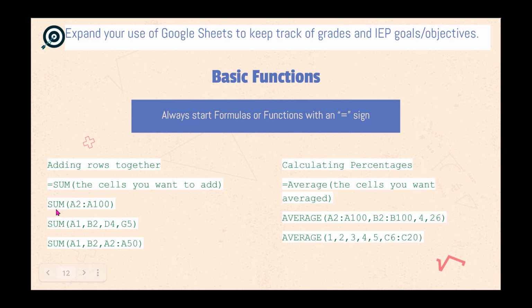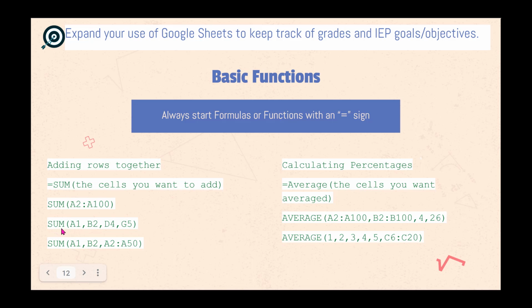So this first option shows you what it would look like if you wanted a straight range from your spreadsheet. So that's what the little colon in there means. So you would type in equals sum, and you would say A2 colon A100, or you would just select all of those on your spreadsheet.